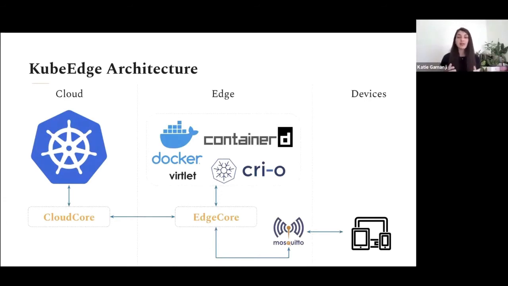On the edge side, we're going to have the edge core components, which communicate with the container engine runtime and with the MQTT client. Currently, we'll be able to manage our containers on the edge using a runtime such as Docker, Containerd, CRI-O, or Virtlet. As well, the edge core components are going to talk with the MQTT client, and this will pretty much ensure that we synchronize the state of the device with the desired state that we have on the edge.